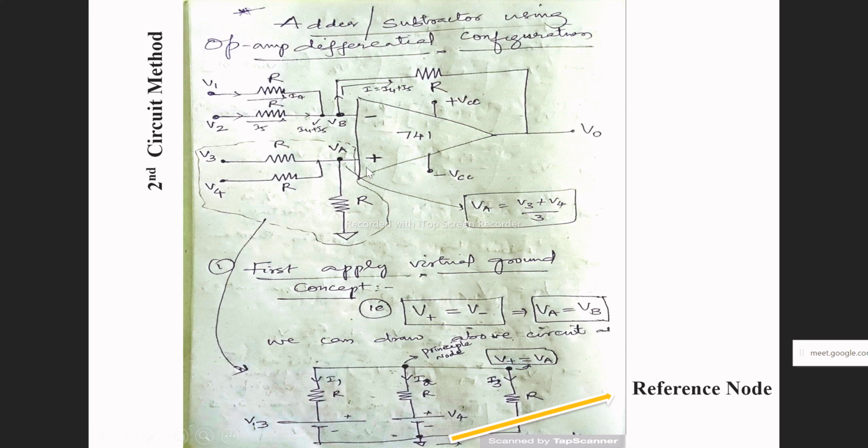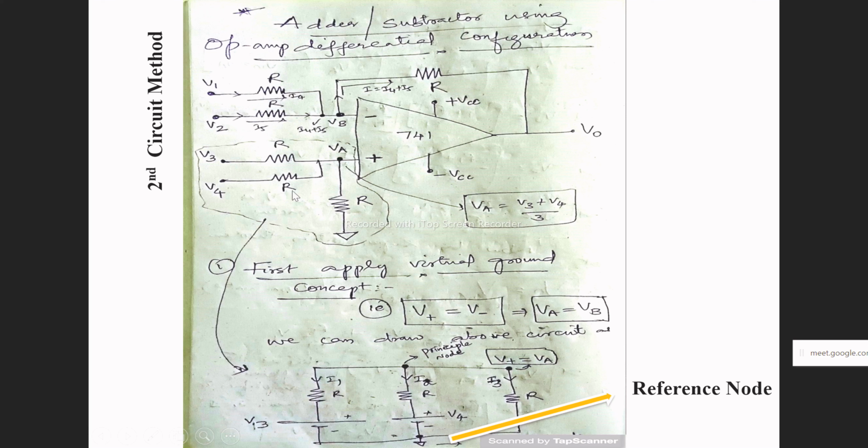Because of that, the voltage at this one I am naming initially V plus, and V plus is equal to V minus. That is, VA is equal to VB.